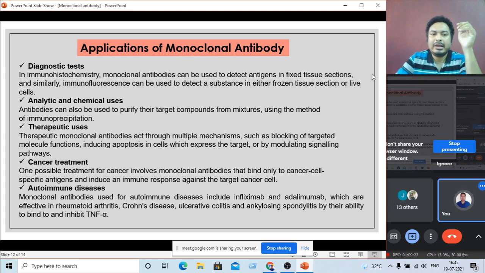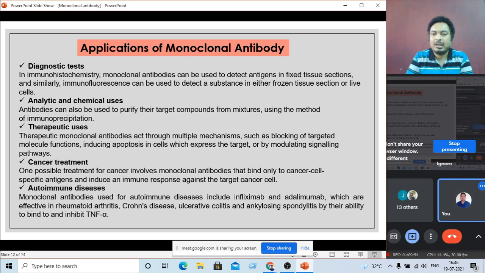Suppose the technique is called immunohistochemistry. Immunohistochemistry is a particular technique in which we can detect different types of antigens. Suppose we have to detect a particular antigen for a particular virus. Suppose we are infected with a virus, and we do not know which virus it is. Then we collect our body cells, and the body cells undergo a technique called immunohistochemistry.